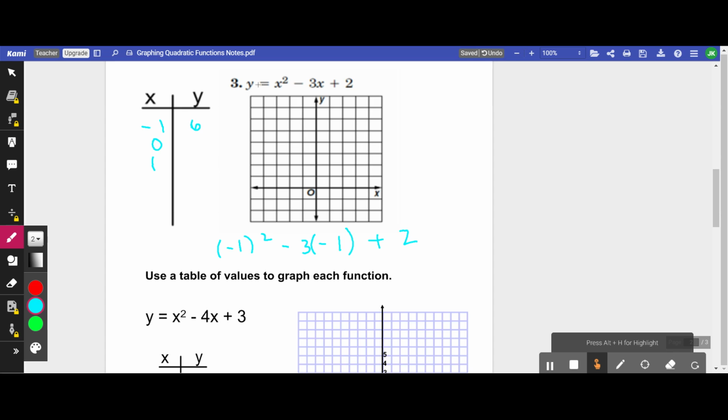And then sub in the 0 next. So 0 squared is 0, and then minus 0 would still be 0, and then plus 2 would be 2. And then sub in the 1. So 1 squared would be 1, and then 3 times 1 would be 3. So 1 minus 3 would be negative 2. And then negative 2 plus 2 would be 0. And then you'll graph these next.